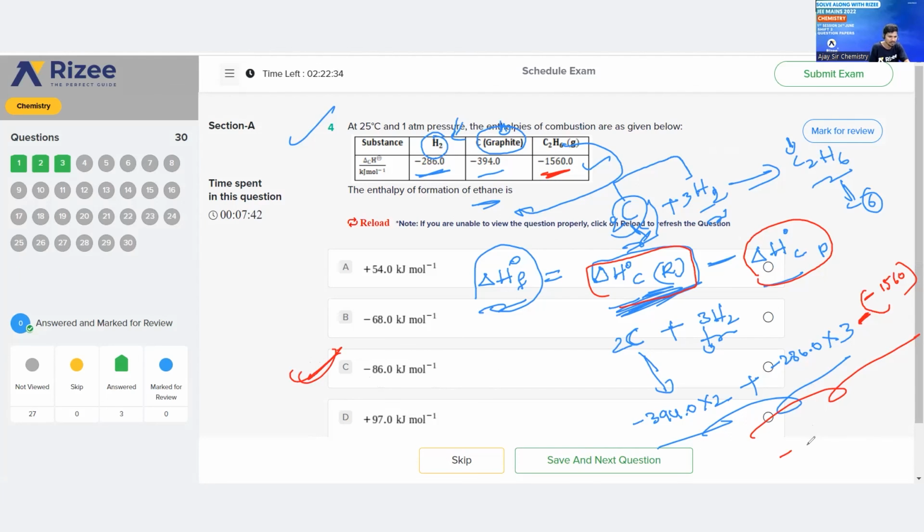So you will get around minus 86.0 kilojoules per mole. Clear? Otherwise you will get an approximate value. So what is the correct option? The correct option is 3. If you have a calculator, you can solve it very simply. It is simple calculation only: plus, minus, into.